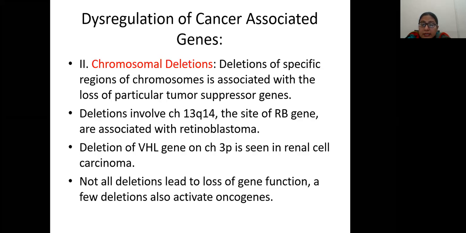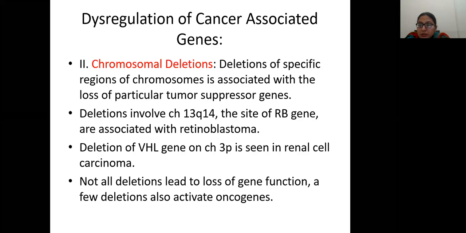Okay, so this deletion in chromosome 13 at the site of retinoblastoma gene is associated with the development of a retinoblastoma. Clear? Other example is deletion of the von Hippel-Lindau gene, VHL gene, on chromosome 3p, seen in renal cell carcinoma. Here, not all deletions lead to loss of a gene function. A few deletions also activate the oncogene.